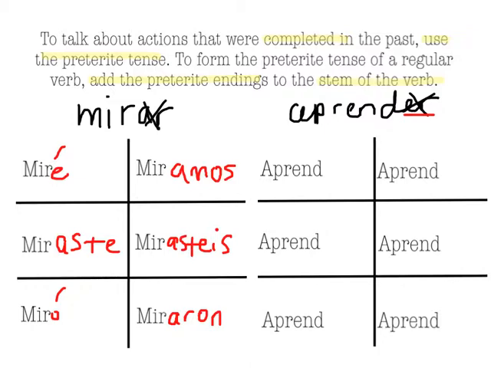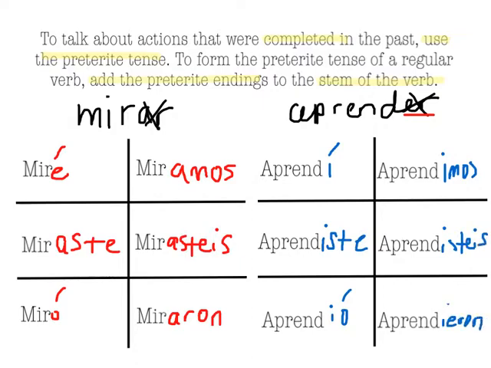For ER and IR verbs, they kind of are similar, but just a little bit different. So we have aprendí, aprendiste, aprendió, aprendimos, aprendisteis, and aprendieron. Í, iste, ió, imos, isteis, ieron. Please make sure you have those examples and endings written down, and then we'll move on to the next slide.